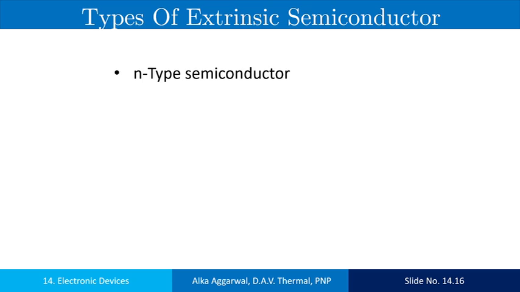There are 2 types of semiconductors. N-type semiconductor, in which the pure semiconductor is doped with the atoms of the fifth group. P-type semiconductor, when a semiconductor is doped with the atoms of the third group.